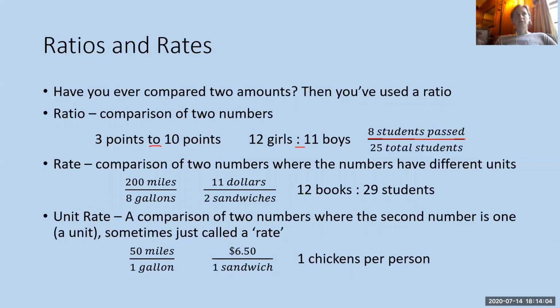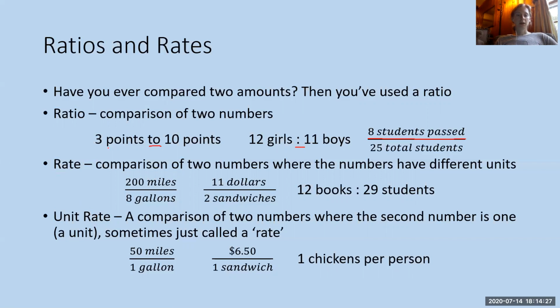And if it does matter, so if a problem wants you to write it in a certain way, it'll be clear in the directions. All right, and so then the next term we have here is rate. So a rate is a comparison of two numbers where the numbers have different units. So it's really just a special type of ratio.